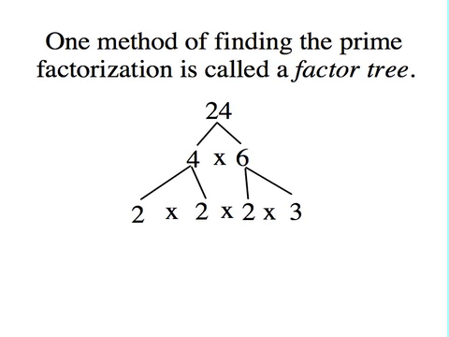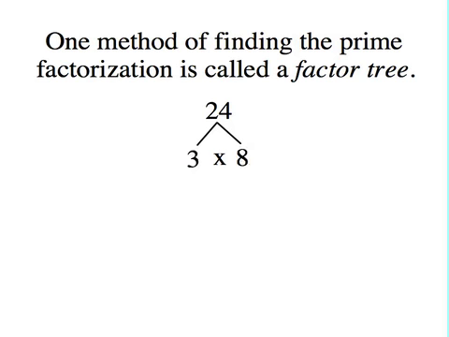And since we don't use ones in factor trees, and we also don't use ones in prime factorizations because 1 is not prime, we're done. Almost done. We usually write prime factorizations using exponents as shown. 2 to the third times 3 is the prime factorization of 24.